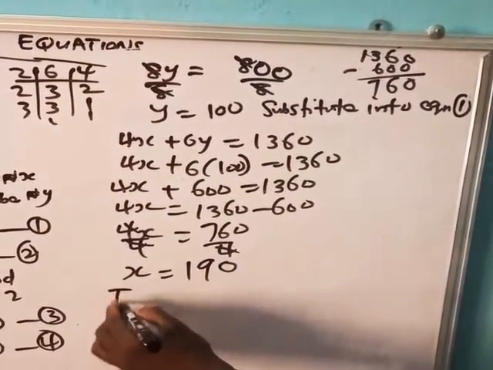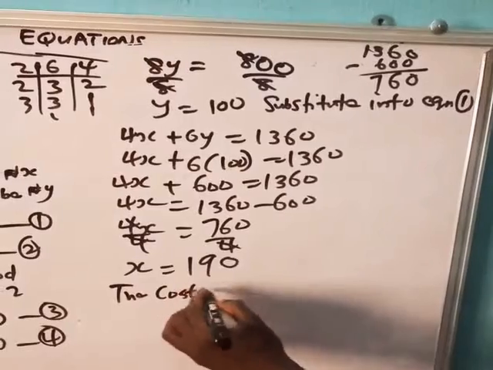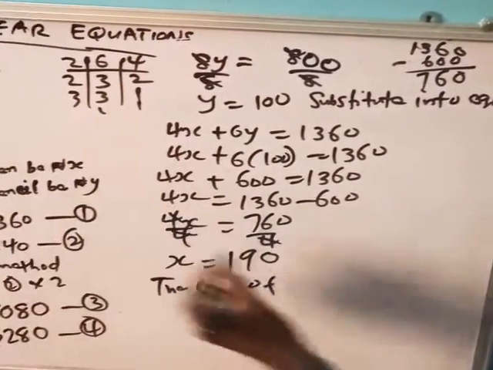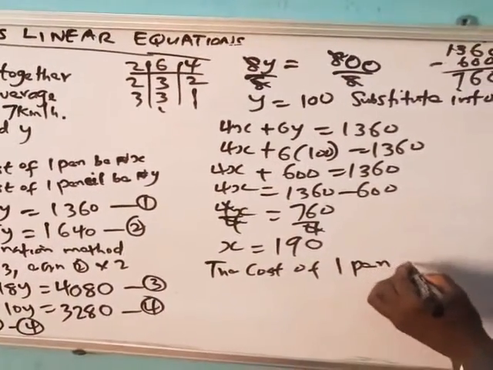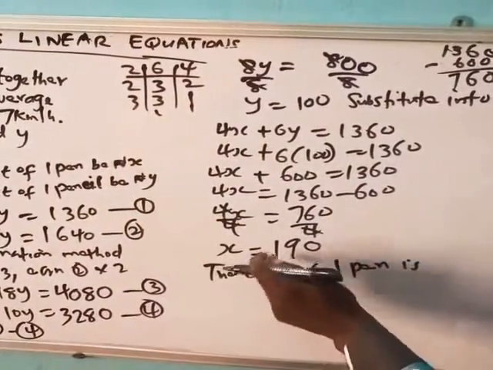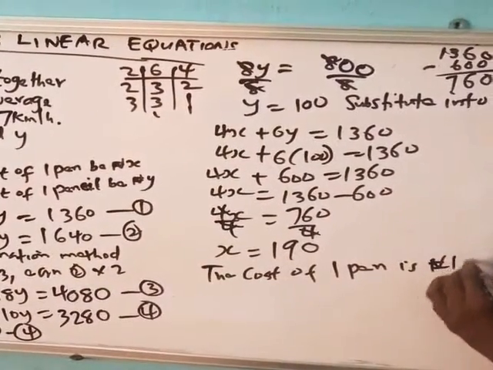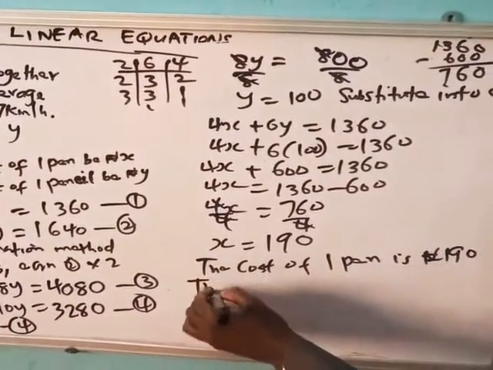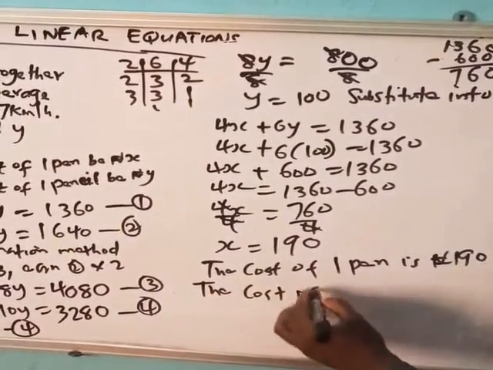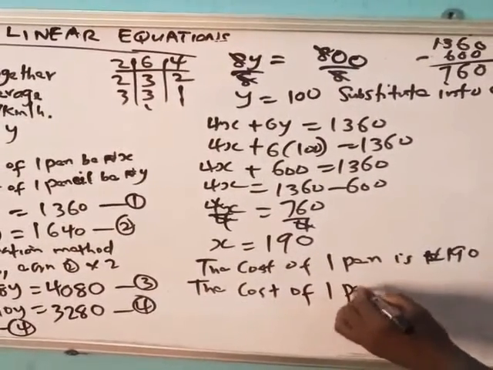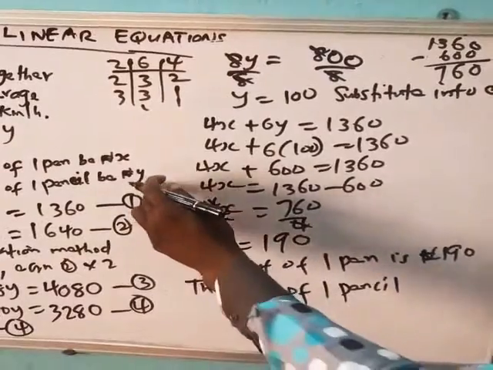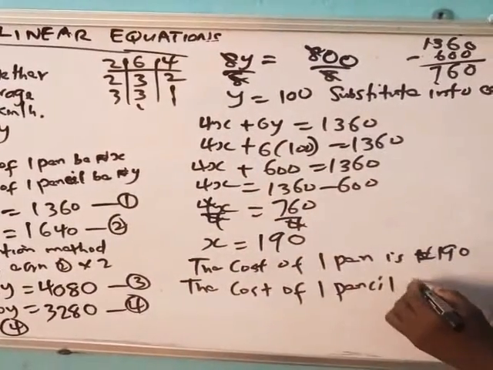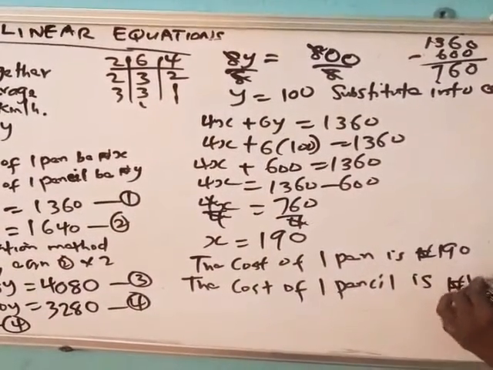So the cost of 1 pen is x naira, which is 190 naira, and the cost of 1 pencil, which is y naira, is 100 naira.